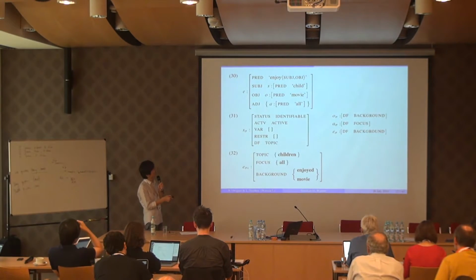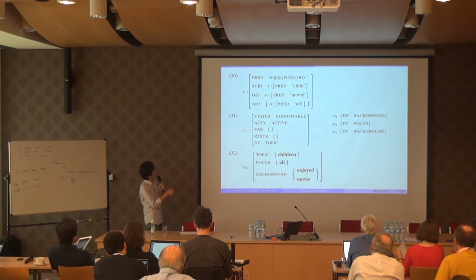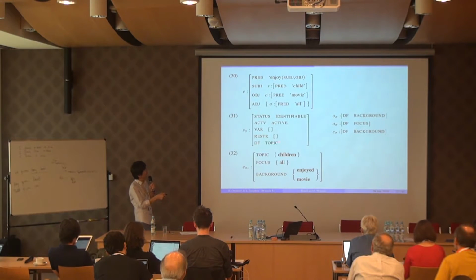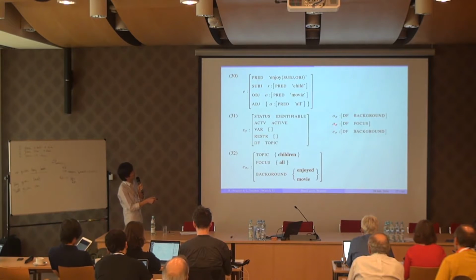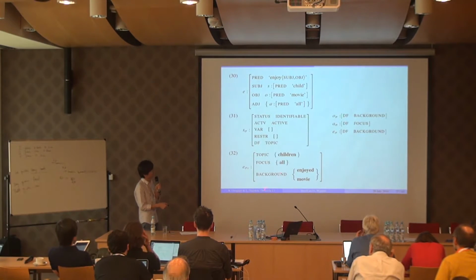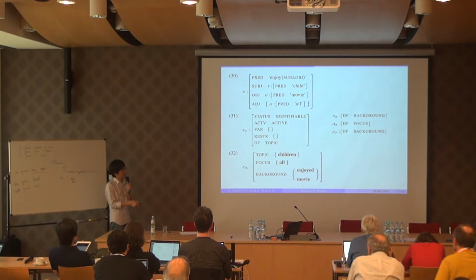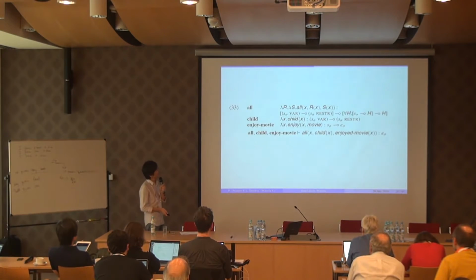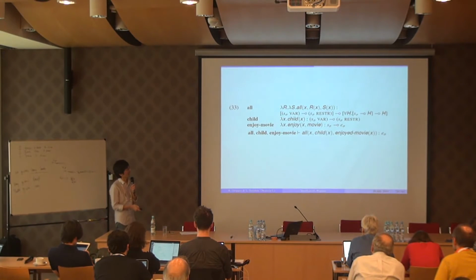So the variation of the DF is given in 31. So this S corresponds to the subject, which is a topic, and this A corresponds to this adjunct, which is a focus, and the remaining part is a background. So we get an information structure like 32. So children is the topic, the "all" quantifier is a focus, and the remaining part is the background. Okay, so this is how the modification, quantification works.